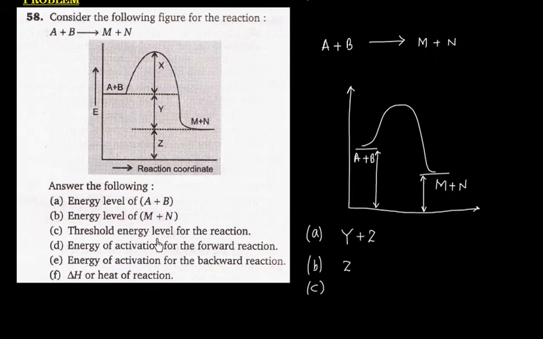Threshold energy level. You see this energy level, what is the coordinate of energy at this point? So the threshold energy level is this value. So this is x plus y plus z.